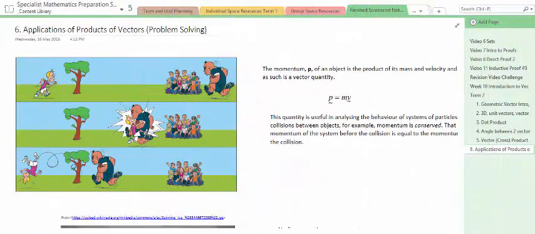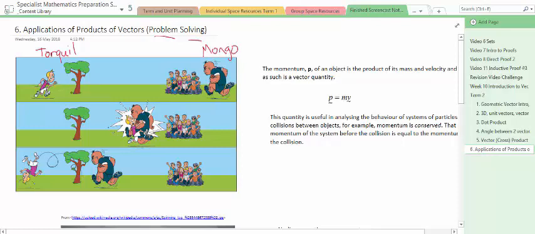Okay, we're starting a video here on applications of problem solving, products of vectors, and problem solving is very important. So let's have a look at this footy field here. We've got two guys playing. One guy, well, that's little Torquil there, and he's a pretty quick runner, and he's up against Mongo.